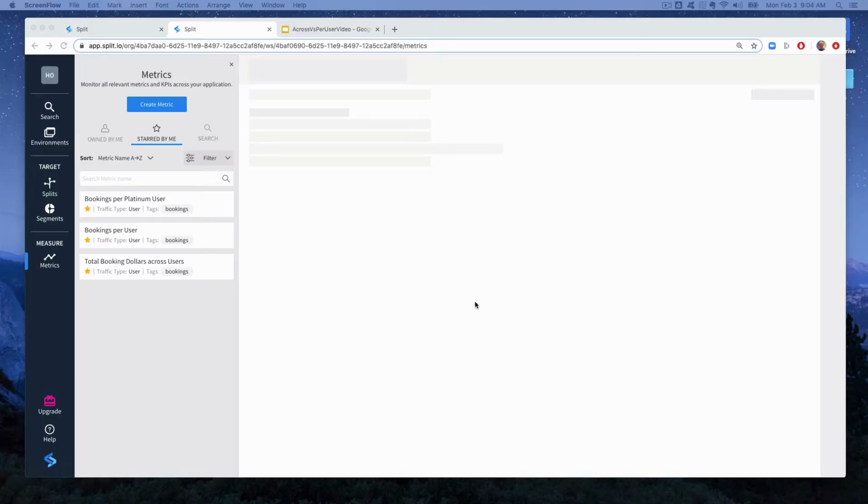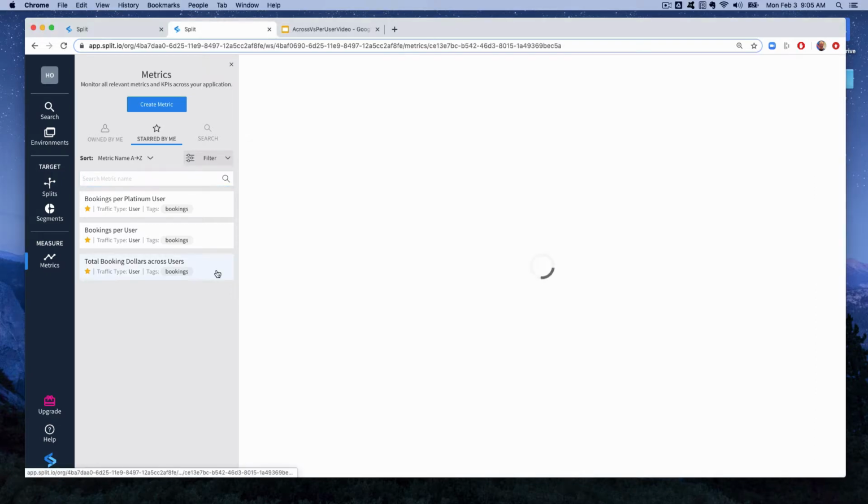This one is about across metrics, why we do not calculate statistical significance for across metrics, and why they might still be useful to you in judging the outcome of an experiment. First, let's look at where a metric gets defined as an across metric. We have three metrics here, one of which is total booking dollars across users. Let's take a look at that one.